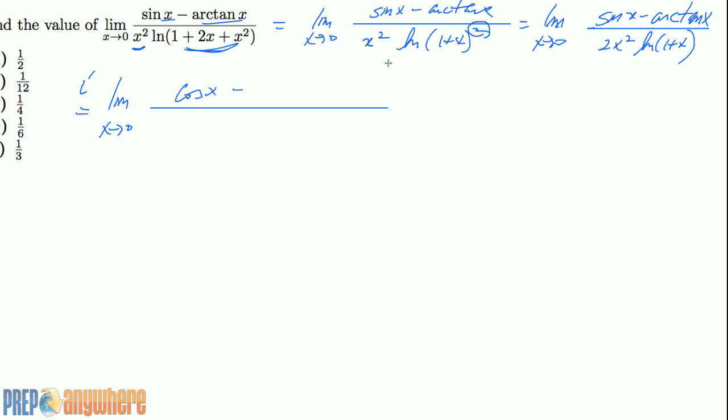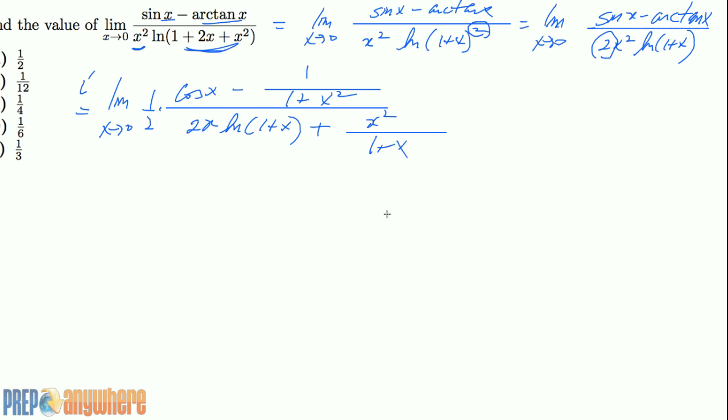Cosine of x, okay, let's differentiate now. The derivative of arctangent is 1 over 1 plus x squared. Let me leave the 1 over 2 at the front; I'm referring to that 2 right there. Now let's differentiate x squared times ln of 1 plus x. It's going to be 2x ln of 1 plus x plus x squared over, if you differentiate that, you get 1 over 1 plus x.